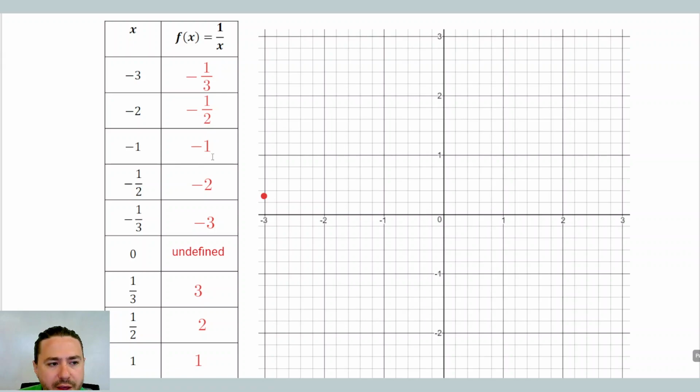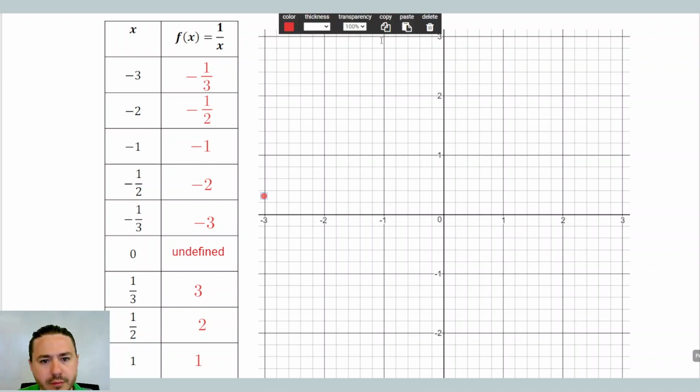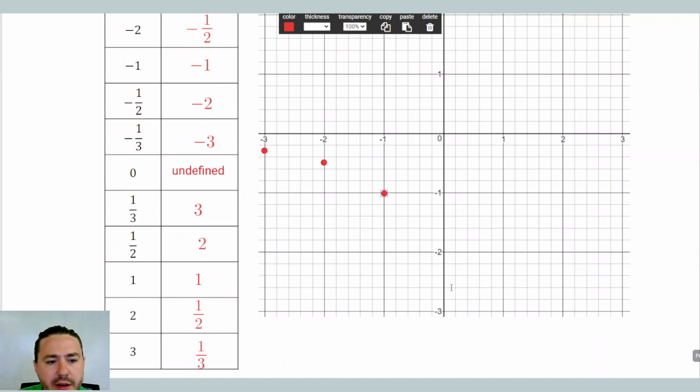So -2, -1/2 is going to be right about here. -1, oh wait, negative. Already making mistakes here. Yeah, we should be below the x-axis here. -1, -1 is going to be here. -1/2, -2 is going to be here.